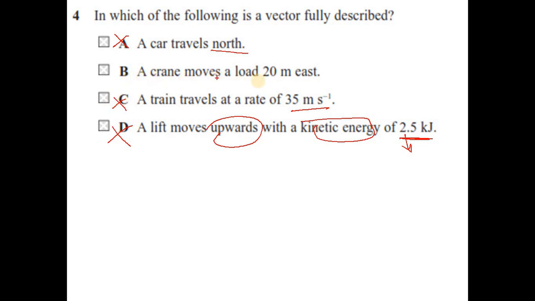And clearly if you see the crane moves a load of 20 meter, this is the distance traveled toward some given direction, which is east. So direction is there, 20 meters is there, so option is B.